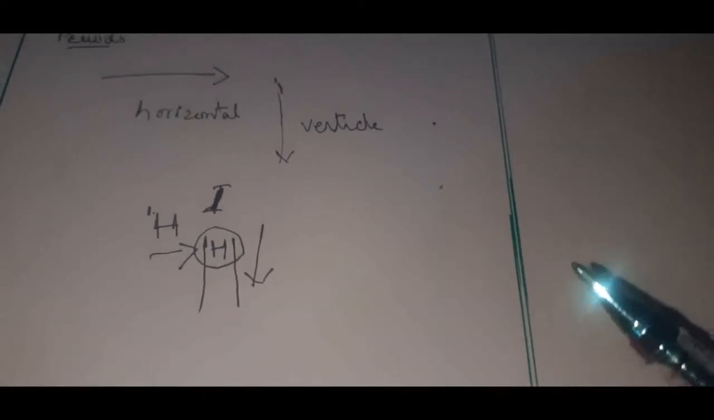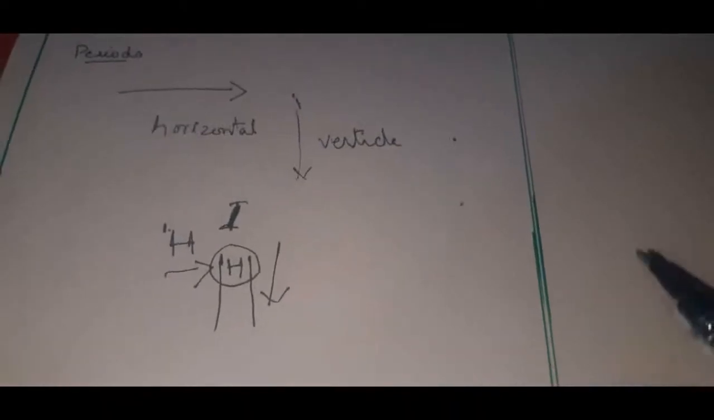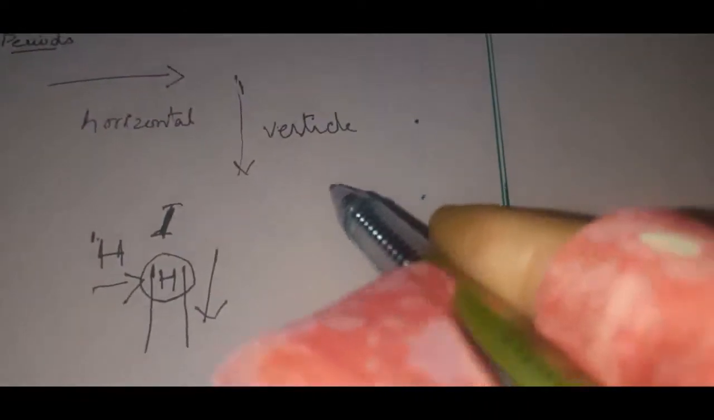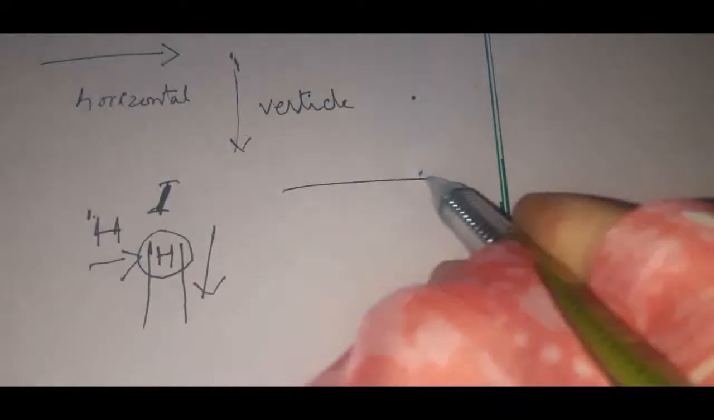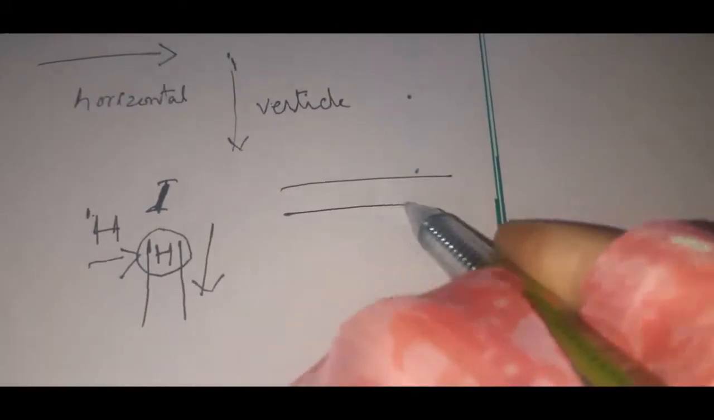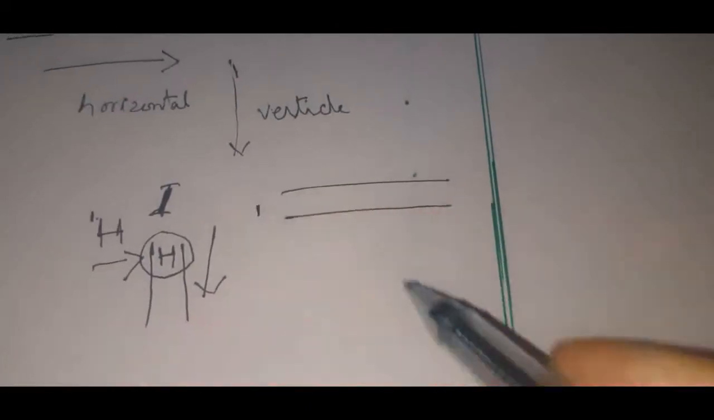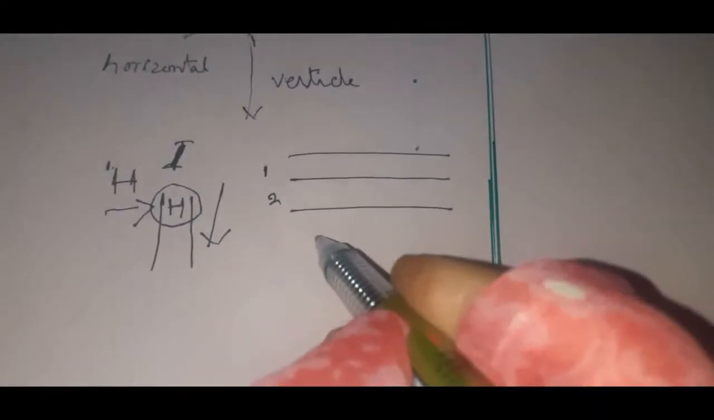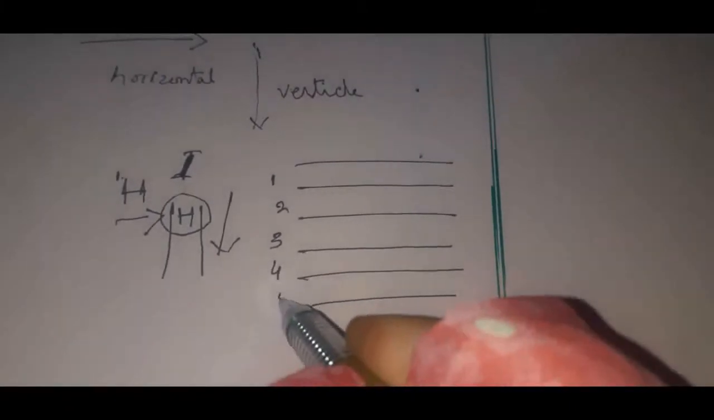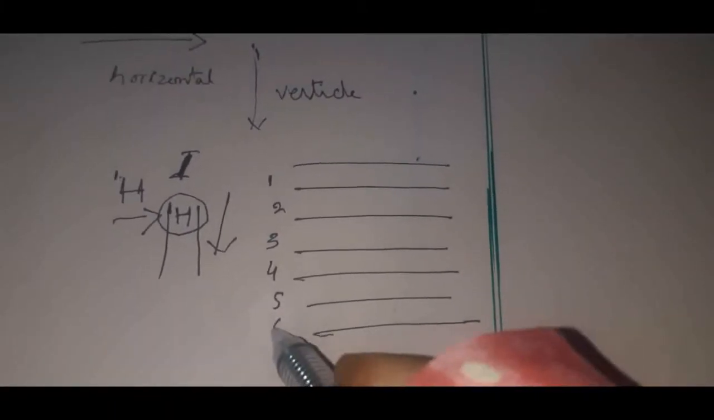Another thing which we missed in our last topic about periods: this is our period number 1. Suppose this is period number 2. How many periods do we have altogether? We have 7 periods: 3, 4, 5, 6 and 7. We have altogether 7 periods.